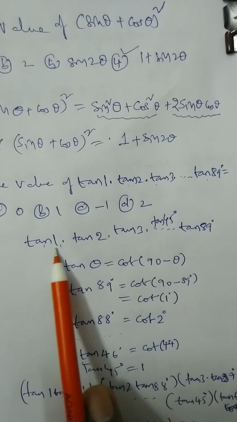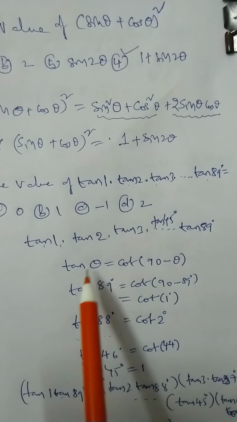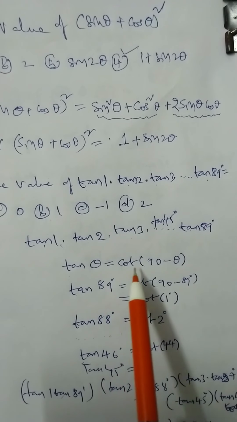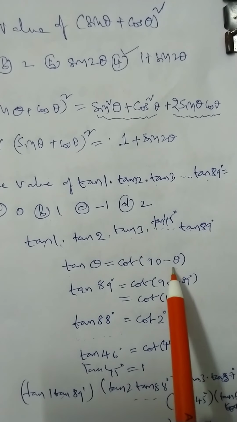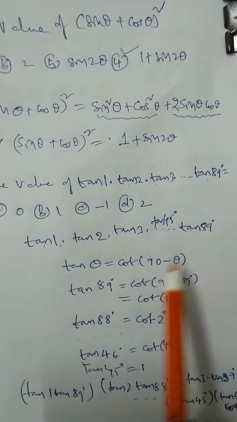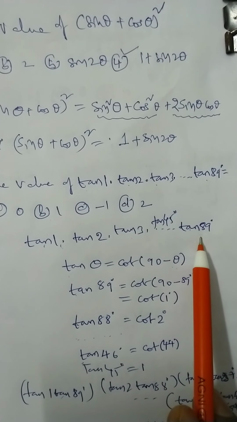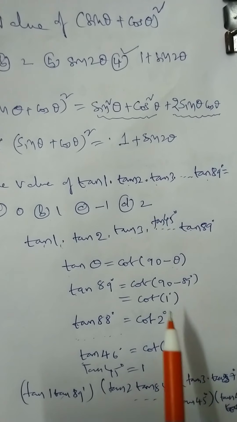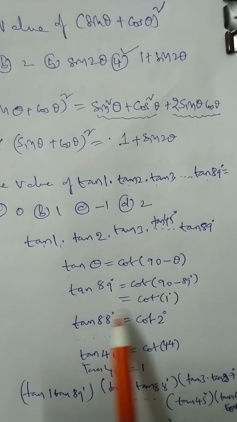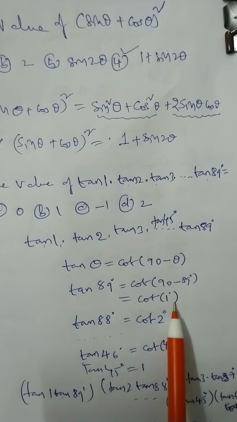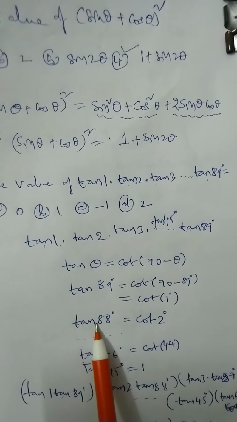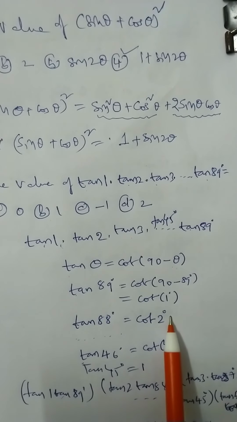To attempt this problem, we have to use a simple formula of angle of rotation: tan theta can be written as cot of 90 minus theta. So tan 89, the last term in the product, can be written as cot of 90 minus 89. So 90 minus 89 is 1, and tan 89 is equal to cot 1. Before 89 degrees we have 88 degrees, so tan 88 can be written as cot 2 degrees.